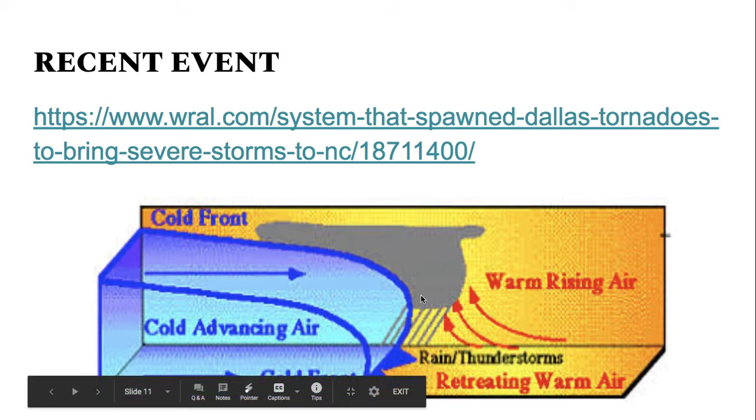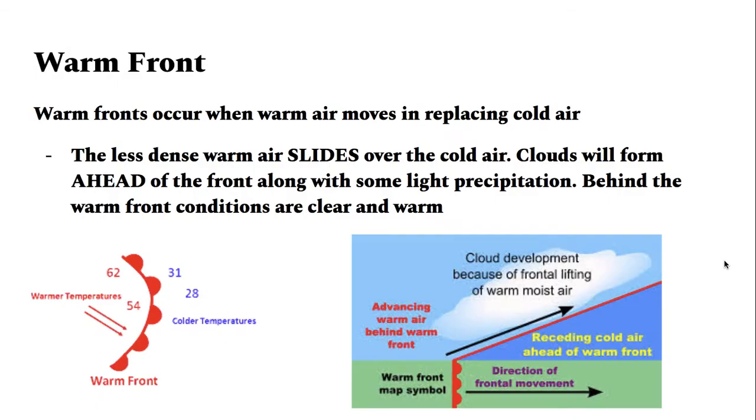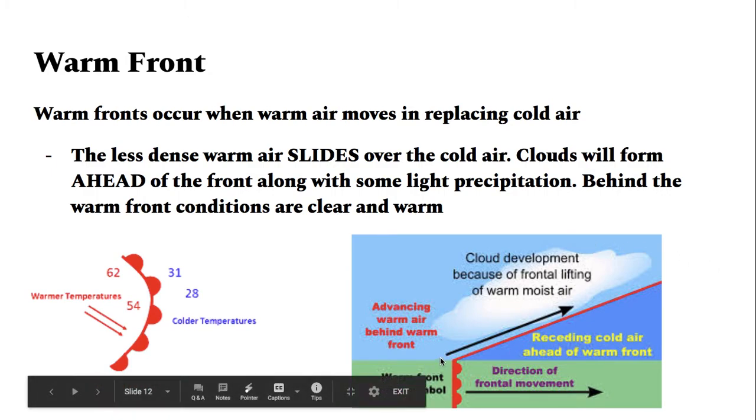Happened right along that said cold front. All right, now let's look at the opposite of a cold front, a warm front. A warm front occurs when warm air moves in. Your temperatures are going to get warmer. The warm air is still going to rise, but it doesn't rise quickly. It slides over the cold air.